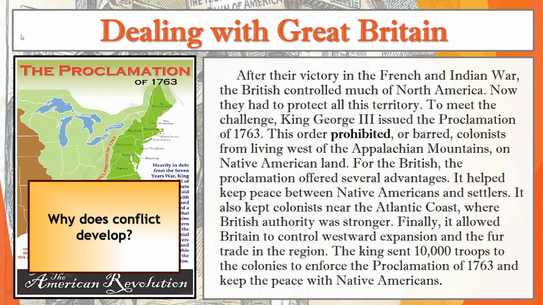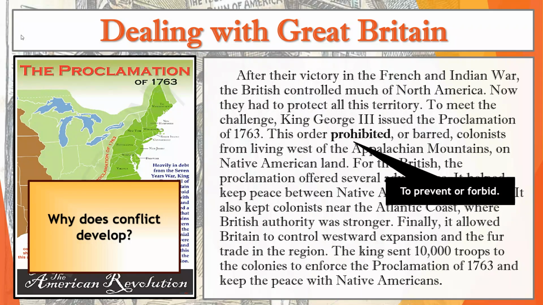The king sent 10,000 troops to the colonies to enforce the Proclamation of 1763 and keep the peace with the Native Americans. So, prohibited means to prevent or forbid. So, prohibited or barring someone from living out there means keeping them from moving out there. They're forbidden to be there.